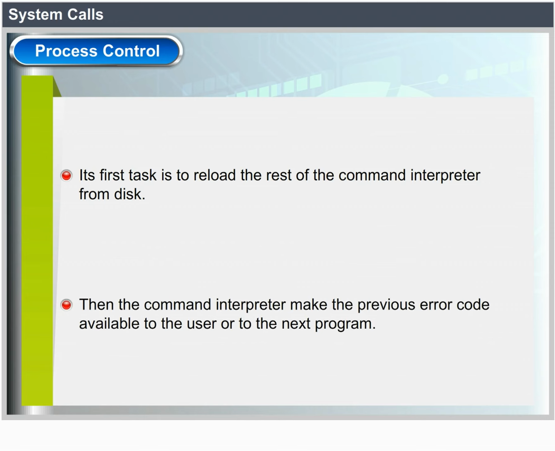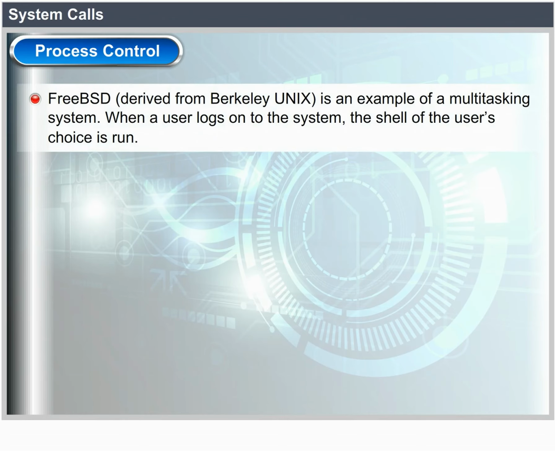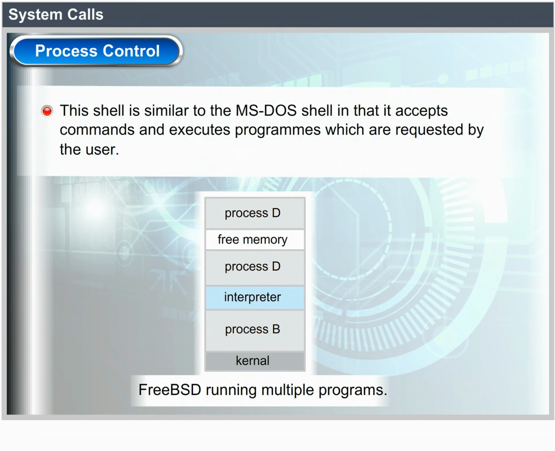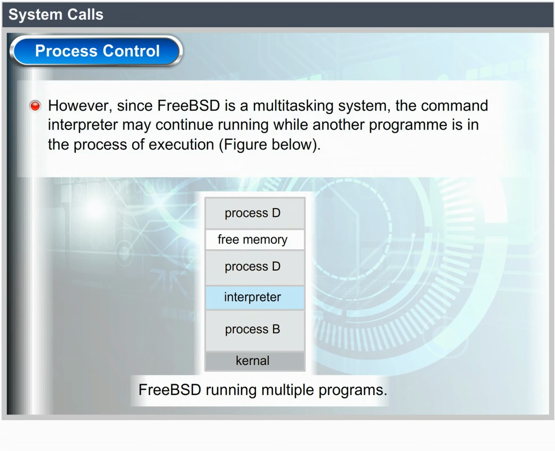FreeBSD, derived from Berkeley Unix, is an example of a multitasking system. When a user logs on to the system, the shell of the user's choice is run. This shell is similar to the MS-DOS shell in that it accepts commands and executes programs that the user requests. However, since FreeBSD is a multitasking system, the command interpreter may continue running while another program is executed, as shown in the figure: FreeBSD running multiple programs.